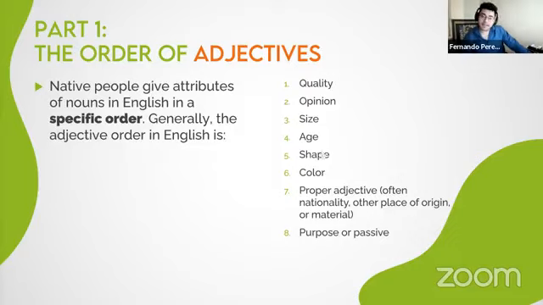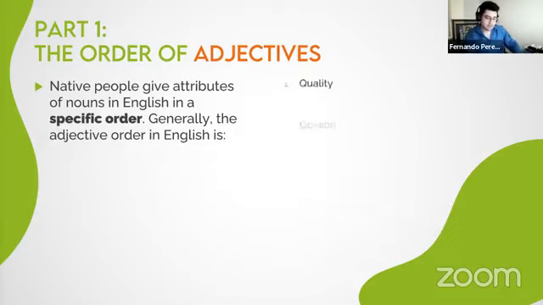Then we have shape, number 5. Adjectives of shape include circular, pyramidal, this type of words. After that, colors, and after that, the proper adjective. What is a proper adjective? A nationality, a place of origin, or material. Number 7. And finally, we have something called purpose or passive. In this case, don't worry about this. We will study them later.